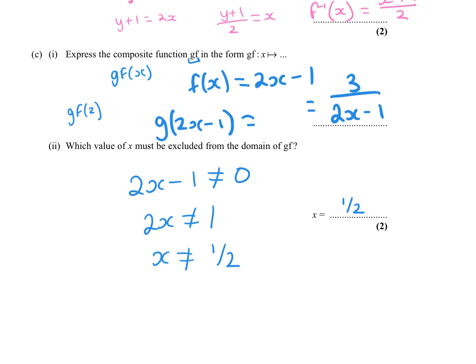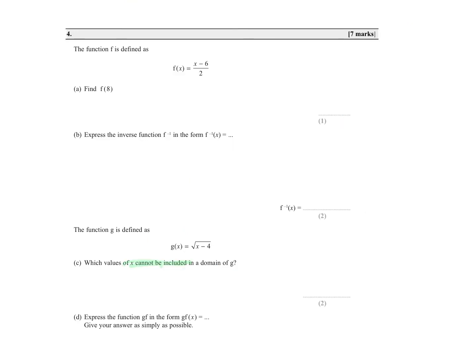Okay, well done. Okay, so a nice simple question bringing all these skills together. So find f of 8. So everywhere there is an x, we're going to substitute in 8 minus 6 divided by 2, which is 2 over 2, which equals 1. So nice and simple for the first part. For the second part, it says express the inverse function f to the minus 1 in the form f to the minus 1 of x.